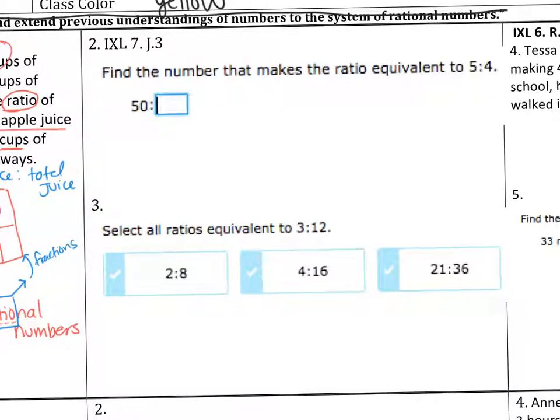Okay, number 2. Find the number that makes the ratio equivalent, which you already know that just means equal, to 5 to 4. So this ratio right here, you can always turn it into a fraction. 5 to 4. So for every 5 of, I don't know, 5 pencils, you have 4 pens. Then the next ratio, it gives you the first term, which is 50, but we have to find the second term.